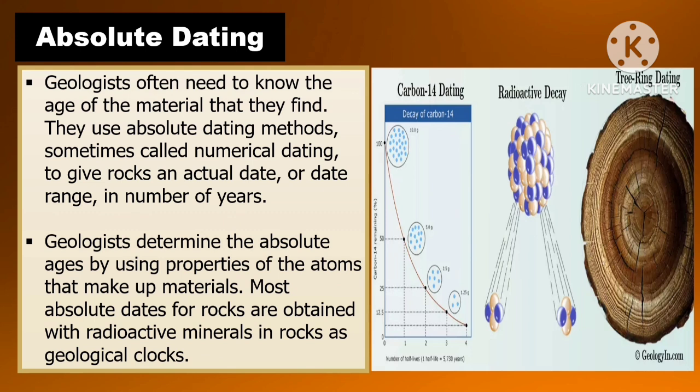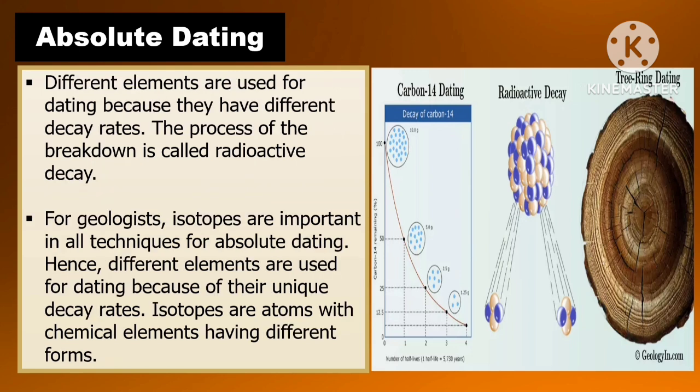Geologists often need to know the age of the material that they find. They use absolute dating methods, sometimes called numerical dating, to give rocks an actual date or date range in numbers of years. Geologists determine the absolute ages by using properties of the atoms that make up materials. Most absolute dates for rocks are obtained with radioactive minerals in rocks as a geological clock.